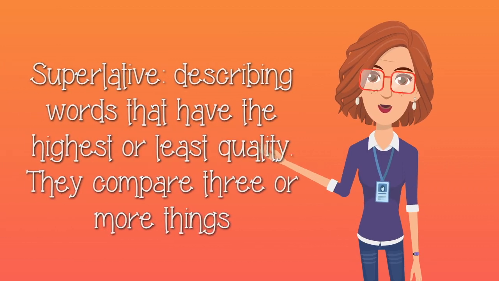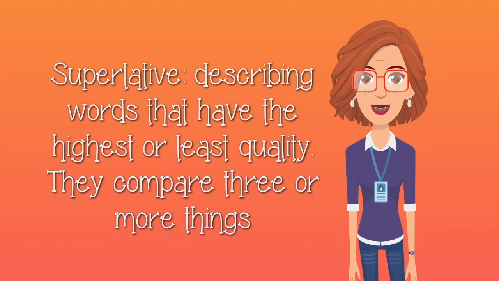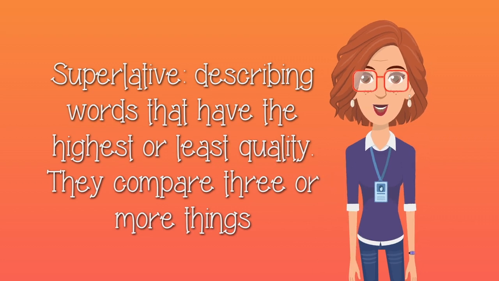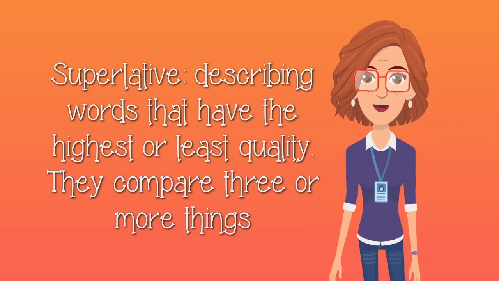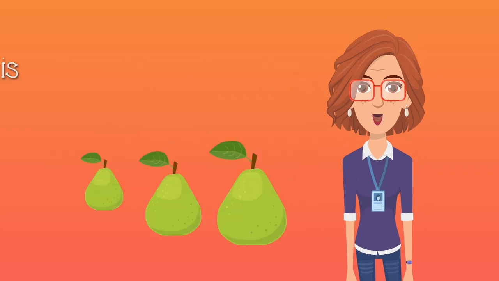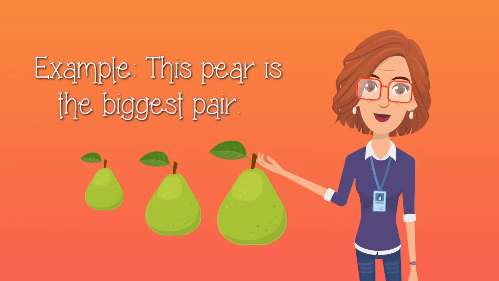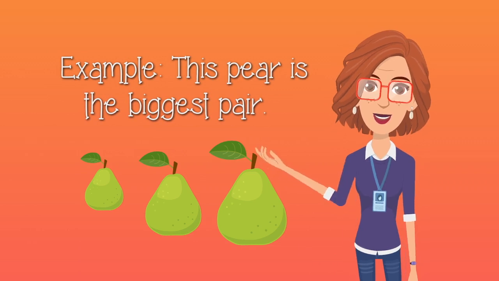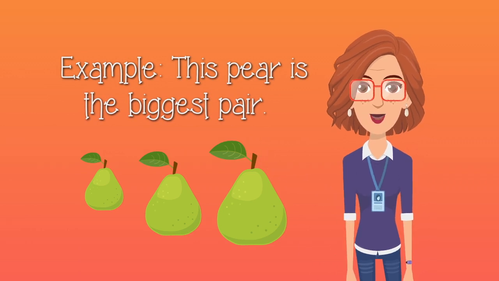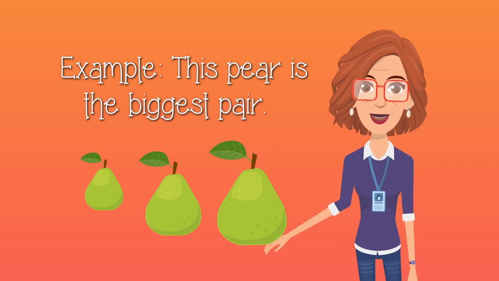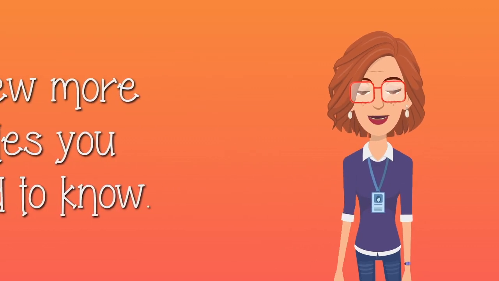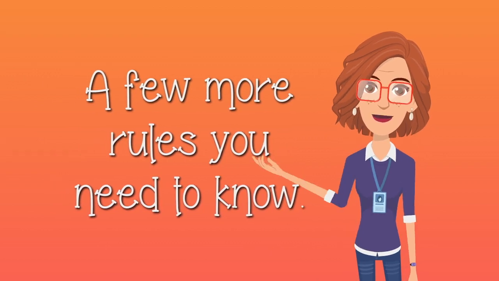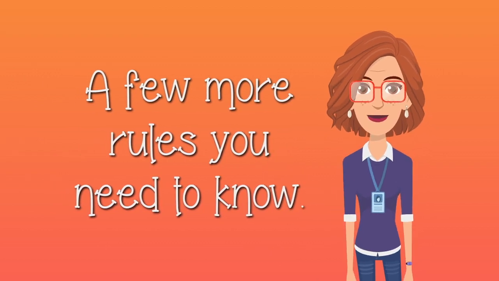Superlative describes three or more words by comparing which is the highest and which is the least. I know this sounds confusing. I promise I'm going to help you understand. As you can see in this comparison between the pairs, there are three of them, and we decide which one of them is the biggest pair. There are a few more rules you need to know to use comparison and superlative correctly.